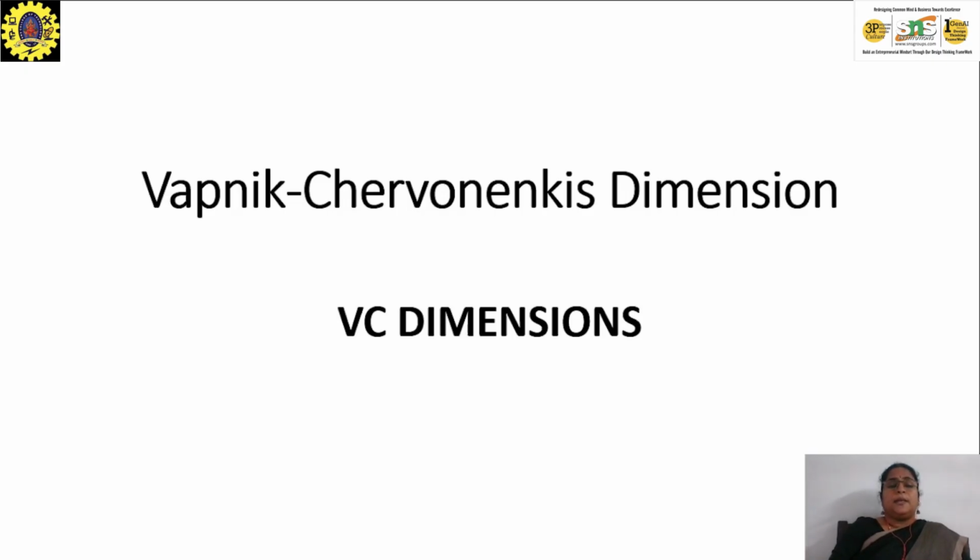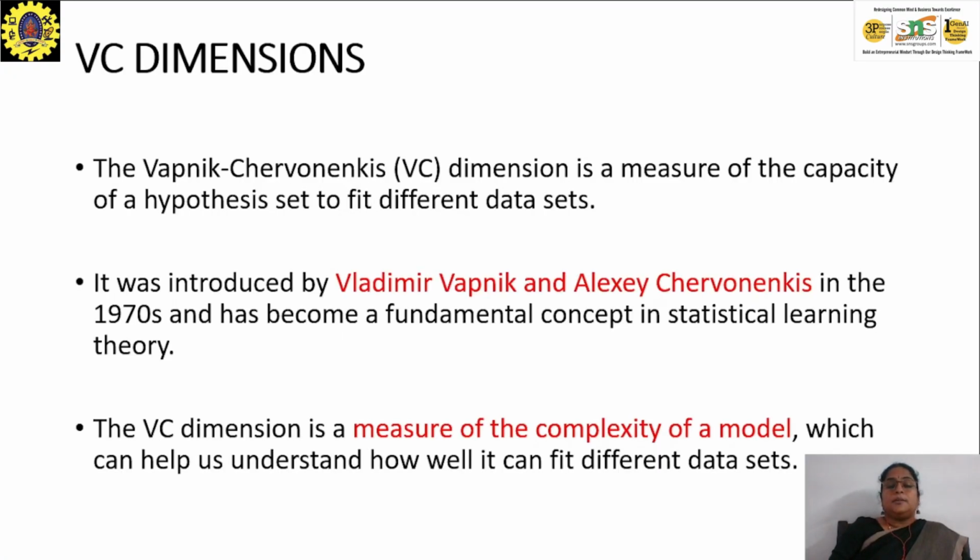What are V and C? V is Vapnik and C is Chervonenkis. They are the scientists who introduced this concept in 1970, and it has become a fundamental concept in statistical learning theory. It is a measure of the capacity of a hypothesis, which is said to fit different data sets. The VC dimension, again I'm repeating, is a measure of the complexity of a model.